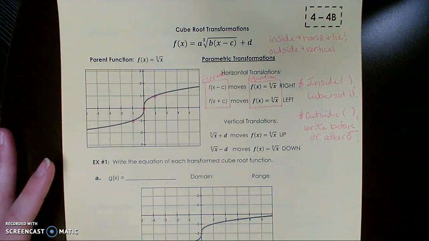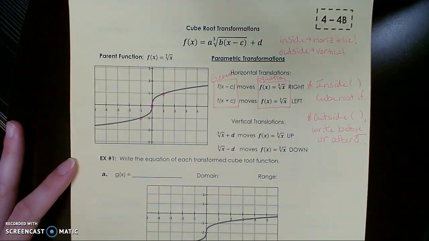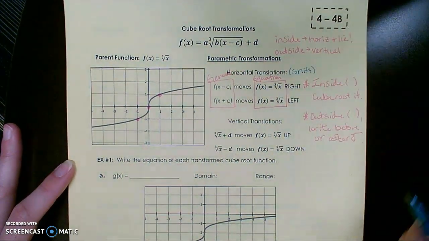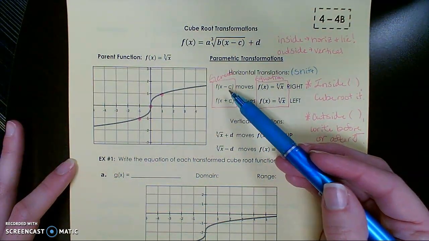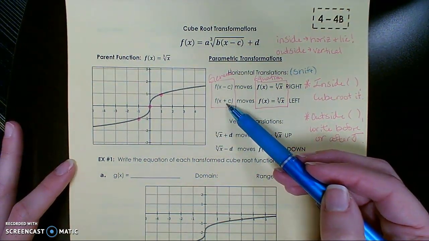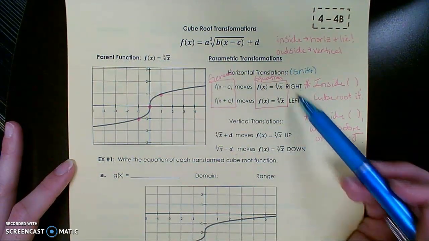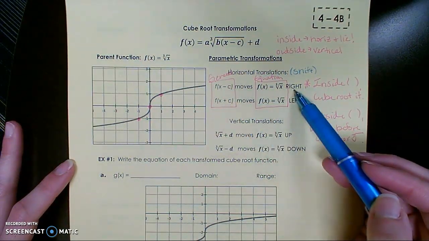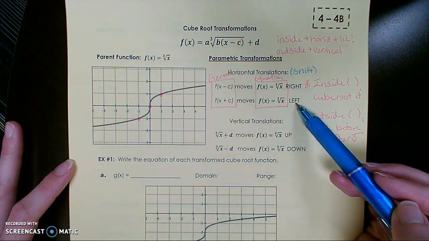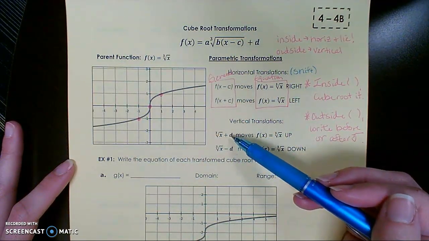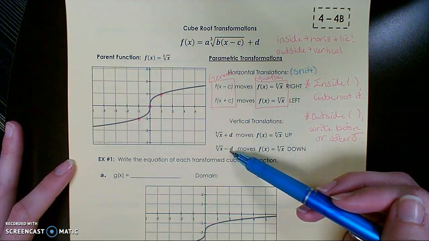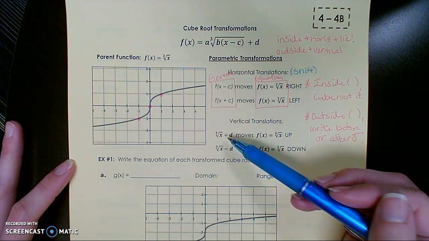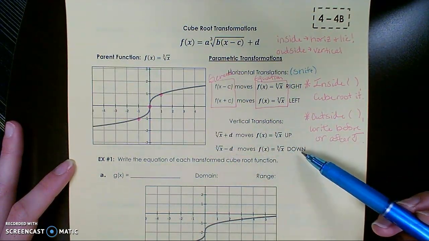We started out talking about translations. Translations mean shifting. If you have a shift that's happening inside of parentheses, that's a horizontal shift, so it's going to move left and right. Remembering that any horizontal change is also a lie. So if you have a minus a number, that shifts to the right, and plus a number shifts to the left. Now if you have a plus or minus number outside of either parentheses or outside of your cube root, well then that's going to be a vertical change. So plus a number shifts up, minus a number shifts down.